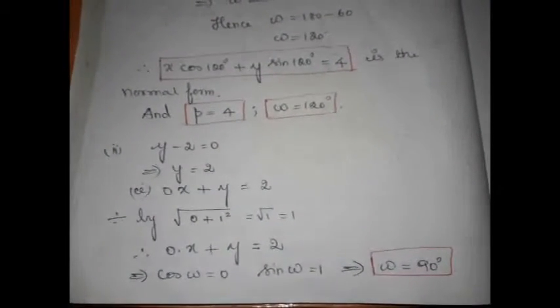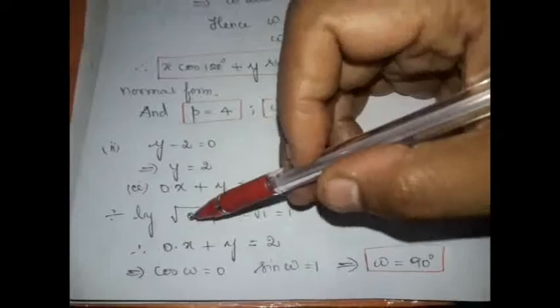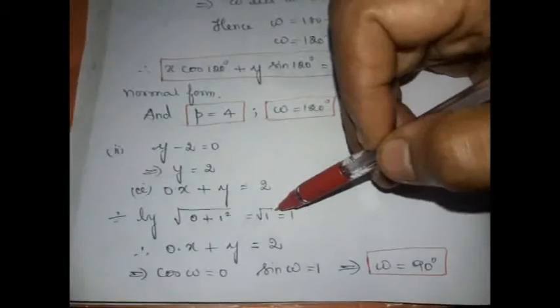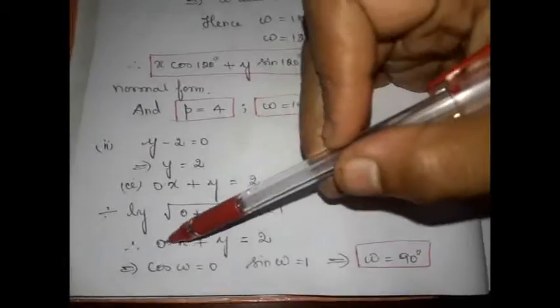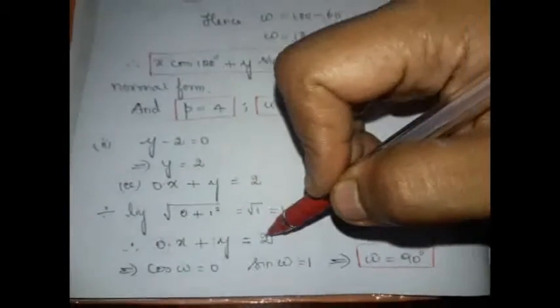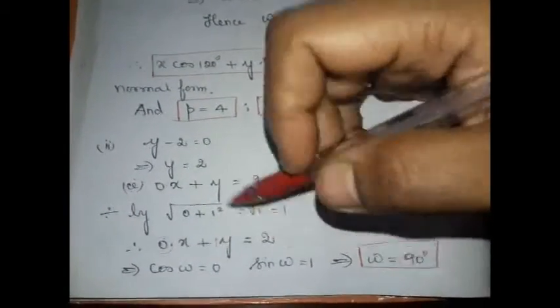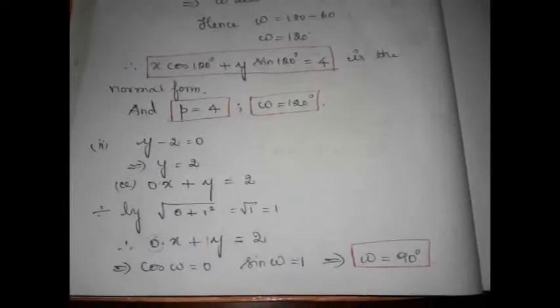Now what we have to do? We have to divide it throughout by square root of a square plus b square. Now a value is 0, b value is 1. So square root of 0 plus 1 square is nothing but square root of 1, which is 1. So dividing by that doesn't change the equation. So what is cos omega? Cos omega is 0, sin omega is 1 and the p value is 2. Right? Cos theta is 0 and sin theta is 1 at 90 degree. Both are positive, therefore it lies in the first quadrant.